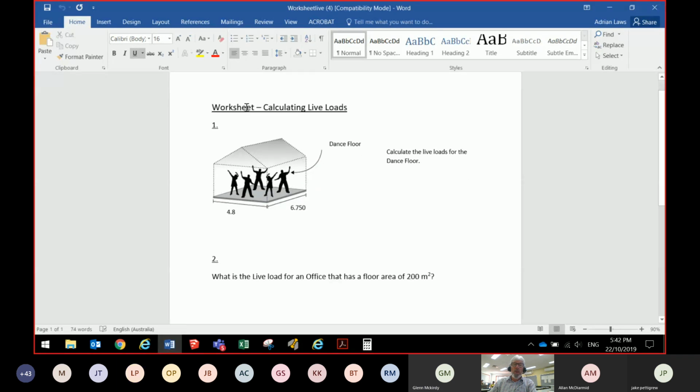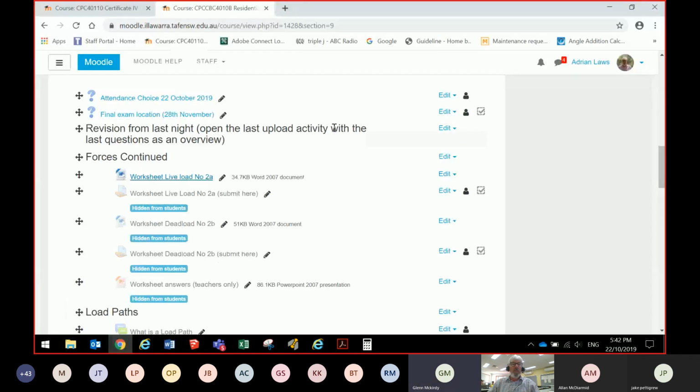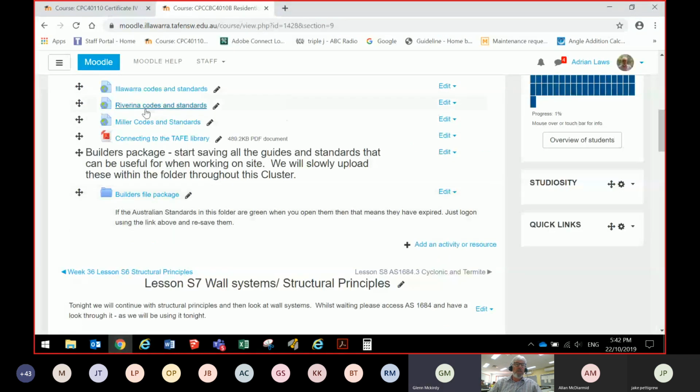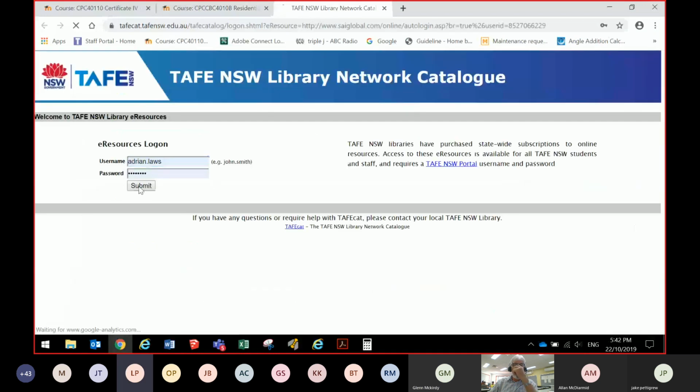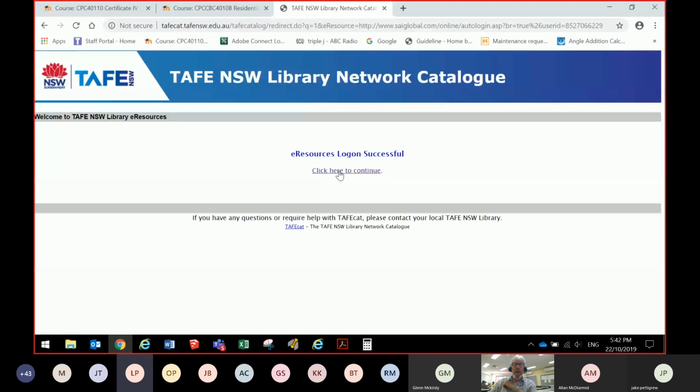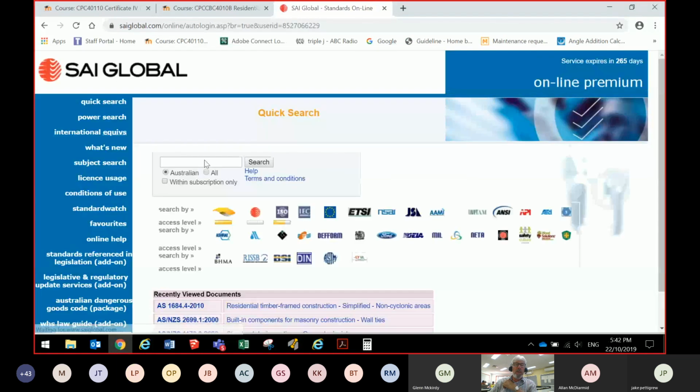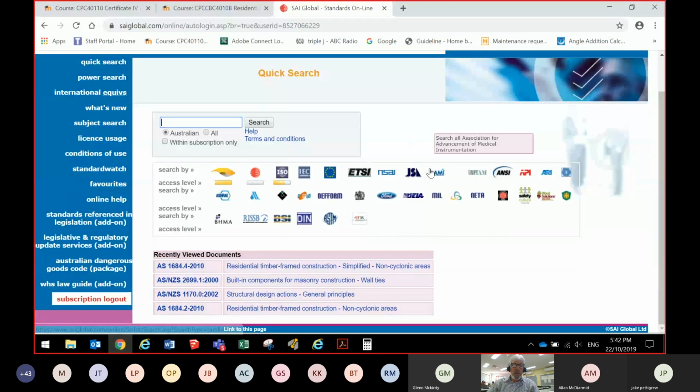So here we have a worksheet, which was similar to what you had last night, and you should all be fairly competent with this to be able to calculate the live loads for the dance floor. Now, once again, with all of these loads, you're going to need to be able to access the codes that tell you where the loads are. And you should all be able to use your TAFE username and password to access the codes. And you'd probably need to make a note somewhere of all the different standards that relate to construction.